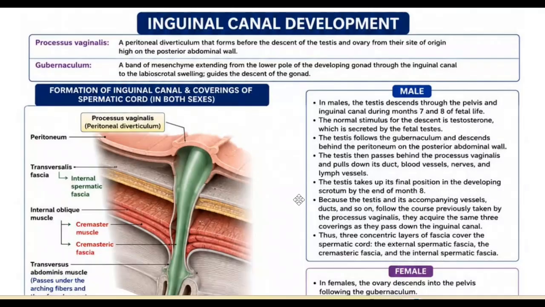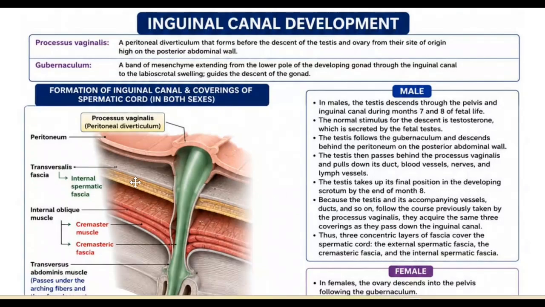Now we can answer the question of why the processus vaginalis is important. As the processus vaginalis tunnels through the abdominal wall, it creates a passage, and that passage is called the inguinal canal. So if there is no processus vaginalis, there will be no inguinal canal.